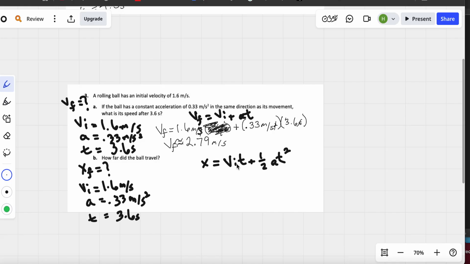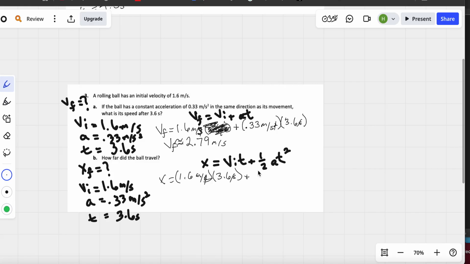All right, this is where we're going to put in the time. I apologize for that earlier. So here we go. We've been given a time of 3.6 seconds and an initial velocity of 1.6 meters a second. 1.6 meters a second times the time. This is where it was supposed to go. 3.6 seconds. And seconds cancels out with seconds. And then we get a value in meters.